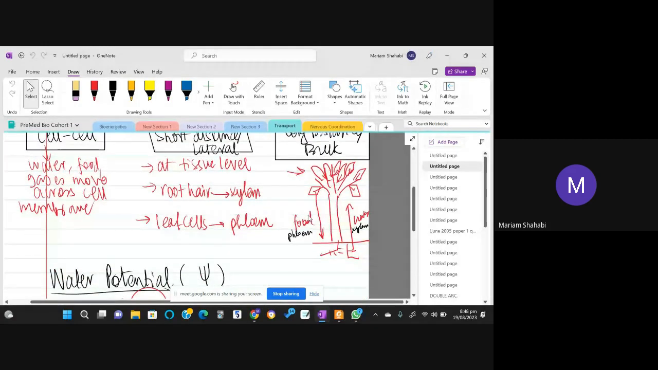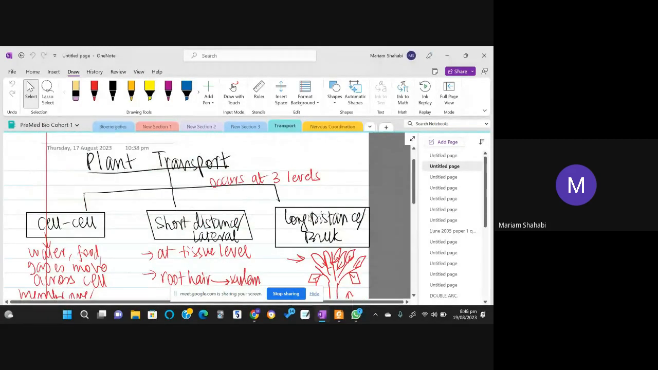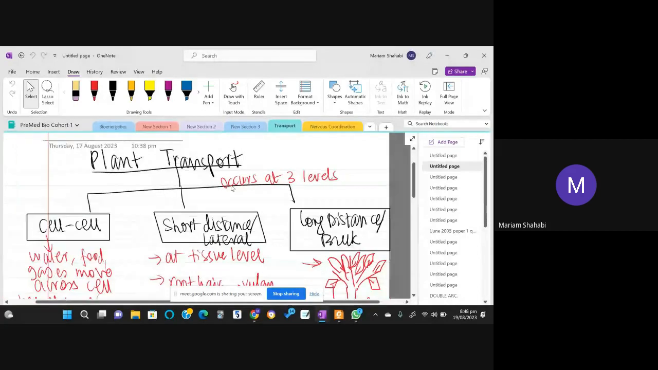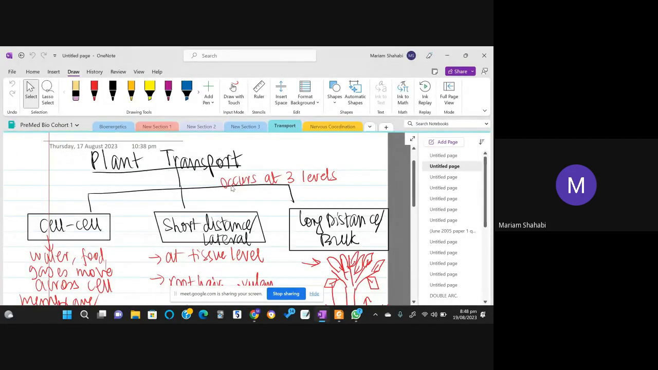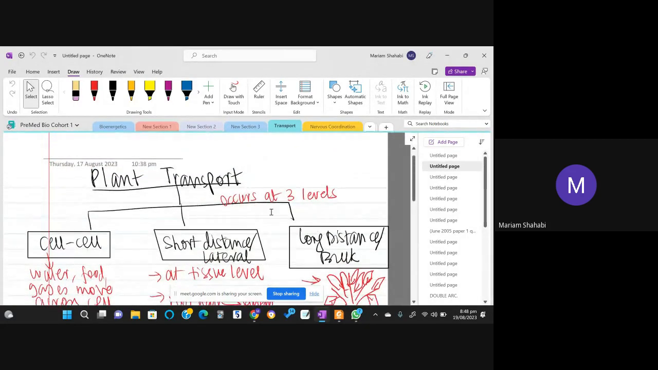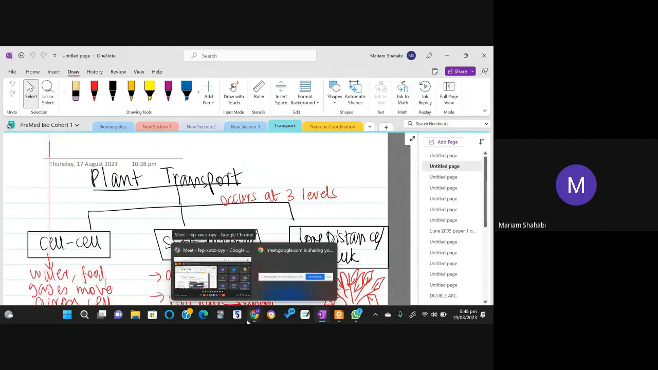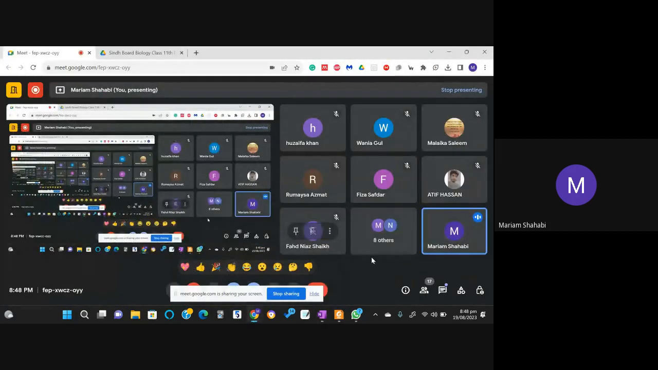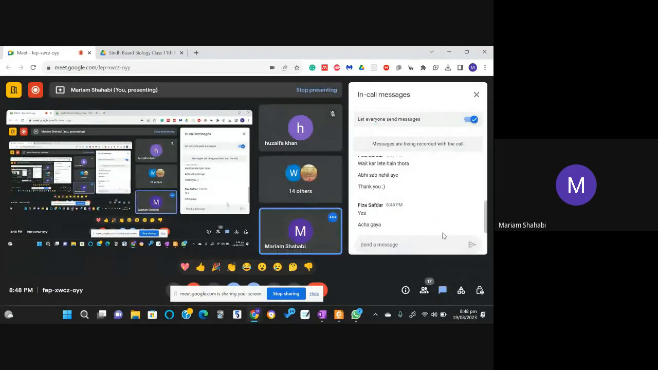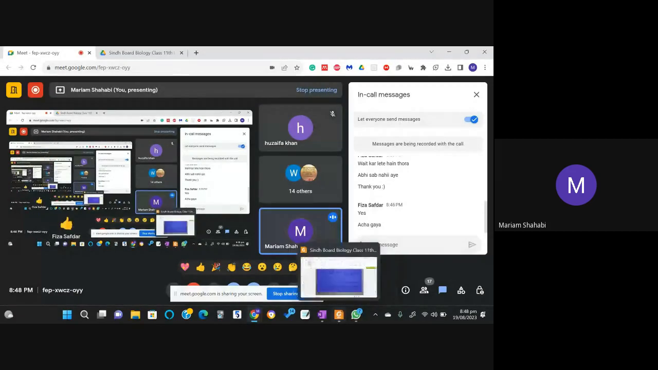और वो जो बाकी चीज़ें हैं, phloem loading and xylem, phloem, transpiration and all of that, I think वो notes से easily cover हो जाएगा. Let me know in the chat if you have any questions या कुछ कहना है अगर. Is that okay with everyone? So yeah.